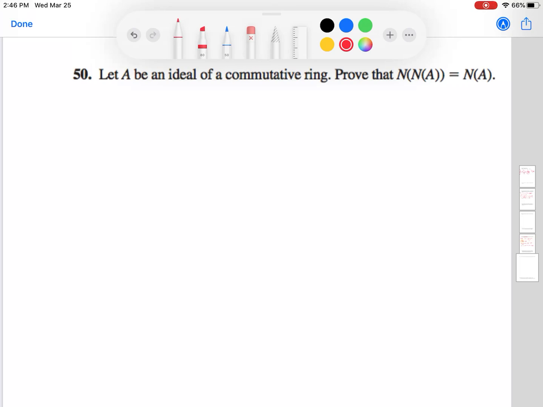Alrighty, one more example that we're going to do together as a class. Let A be an ideal of a commutative ring and prove that the nil radical of the nil radical of A is equal to the nil radical of A. And if you look back, you're going to find this defined in number 46, where we're talking about nil radicals. N(A) is defined to be the elements r of R such that r to the n is an element of A for some n. And this n actually depends on the r. It can change for each r in R.